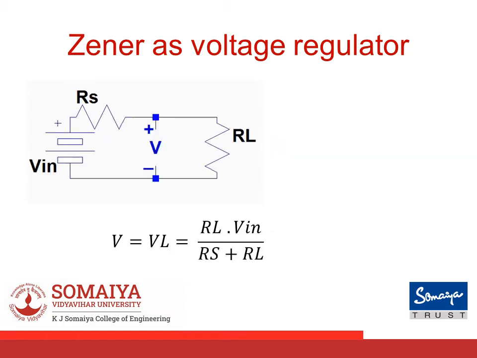Since the Zener is reverse biased, you can replace it by an open circuit and find out the voltage drop across the Zener by using the voltage divider rule. Therefore, we can write the voltage drop across the Zener, V, as equal to the voltage drop across the shunt resistance or load resistance RL, which can be written as RL into Vin upon RS plus RL.